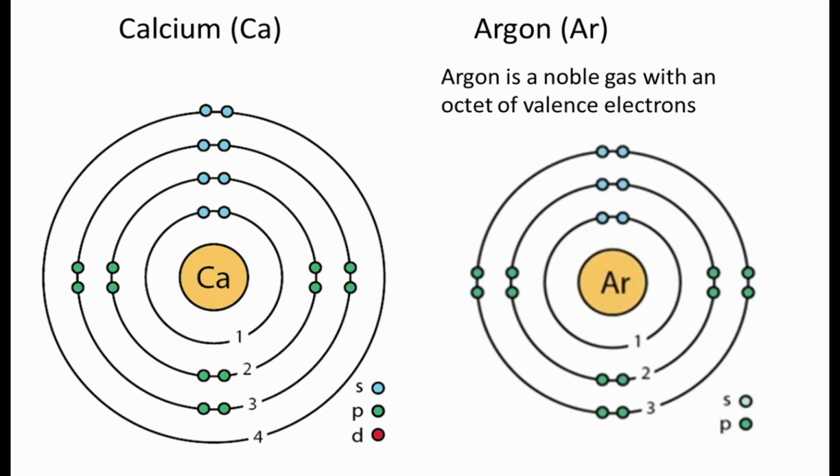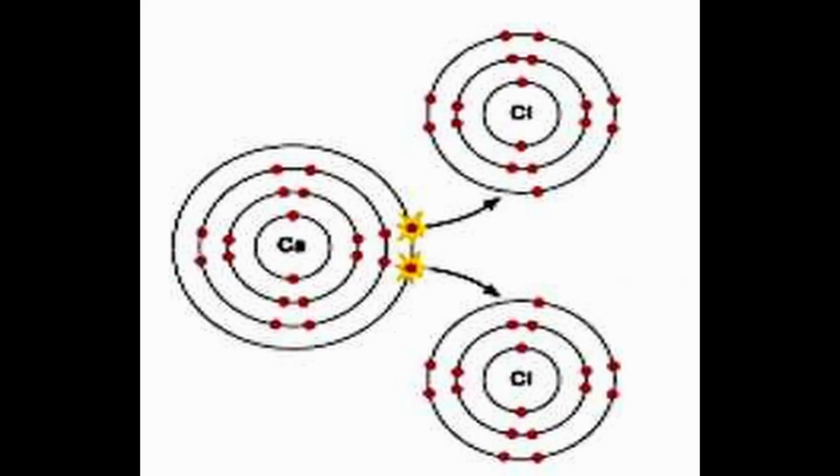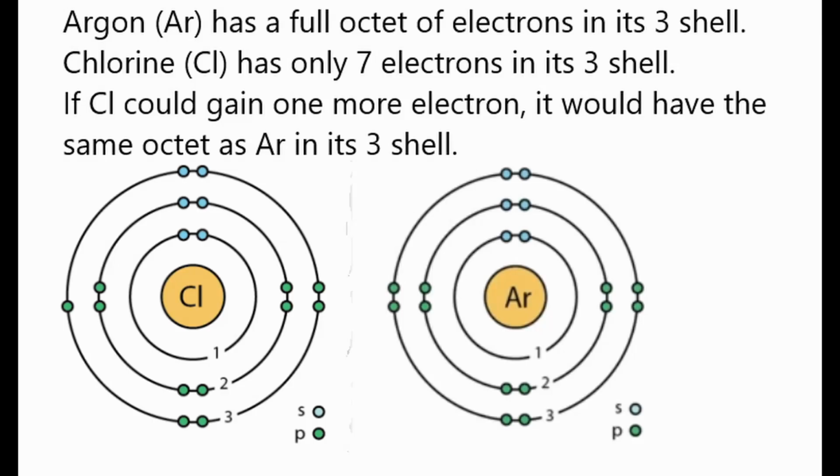Calcium needs to donate these 2 electrons to achieve the same valence octet as argon. This is why calcium binds with 2 chlorine atoms to form CaCl2. Each chlorine atom receives one of the donated electrons from the calcium atom. So by accepting one electron, each chlorine achieves its own octet of valence electrons to have the same electron structure as the noble gas argon.